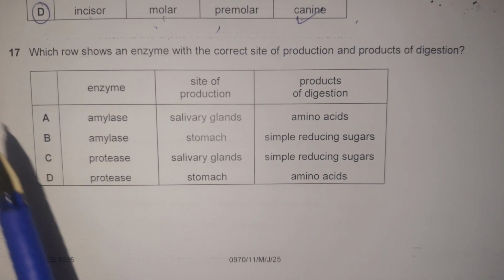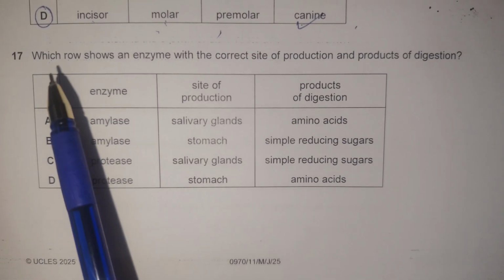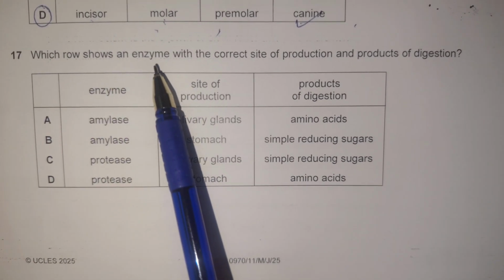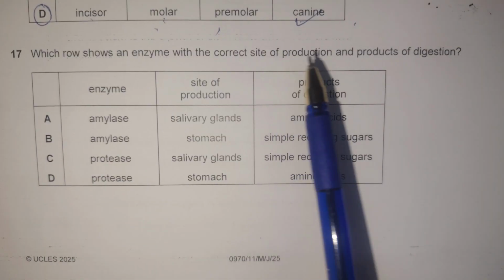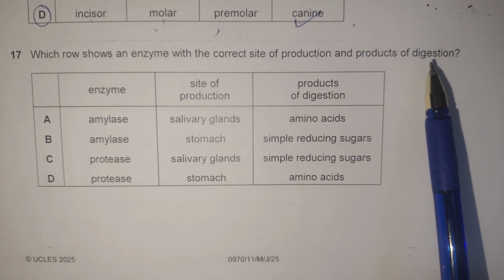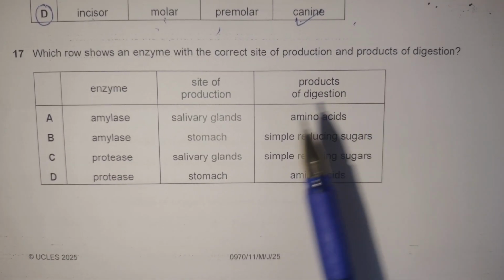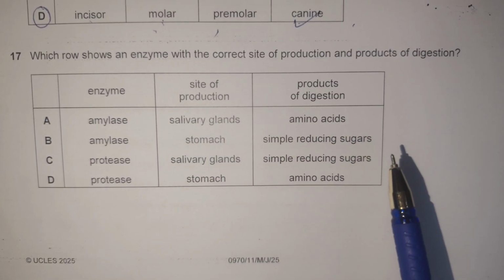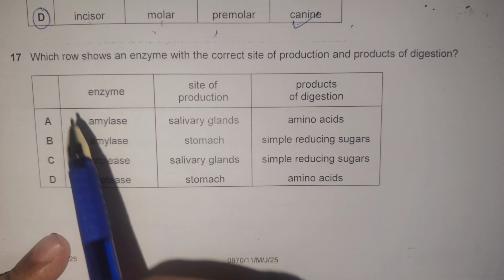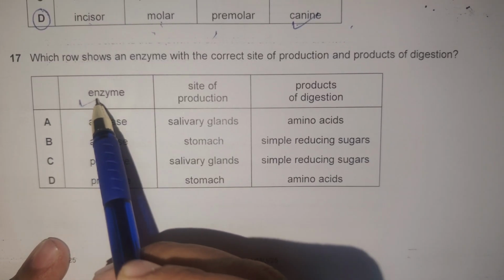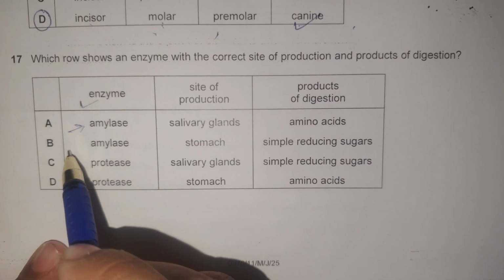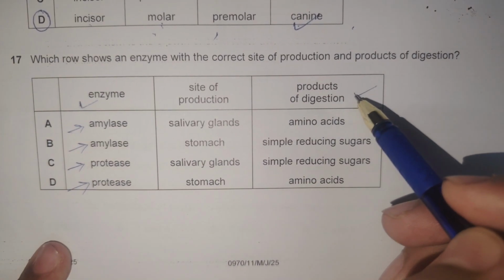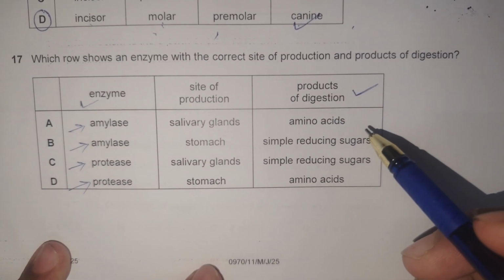Dear students, next is question number 17. The question is saying, which row shows an enzyme with the correct site of production and products of digestion? Now there are different ways how can you solve this question. Some students who are smart enough, they just take the enzyme and they know different enzymes and their function. They already know the enzyme names and their function, like what thing do they digest.